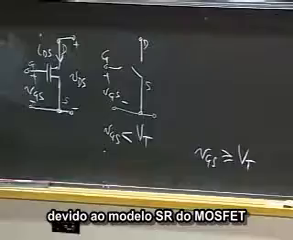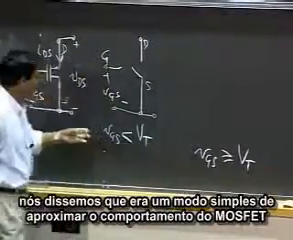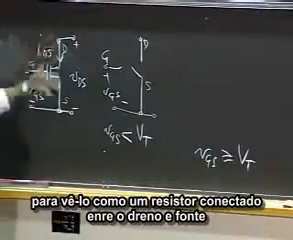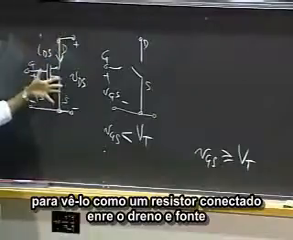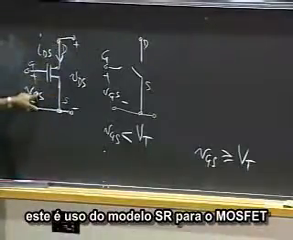Okay, we call that the SR model of the MOSFET. So when VGS was greater than VT, we said that a simple way to approximate MOSFET behavior was to view this as a resistor connected between the drain and the source. That was our SR model used in the MOSFET.